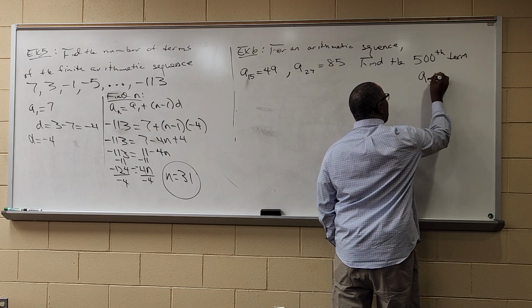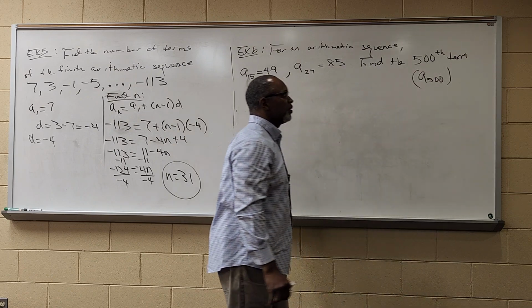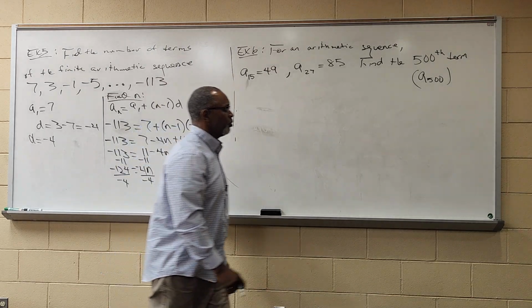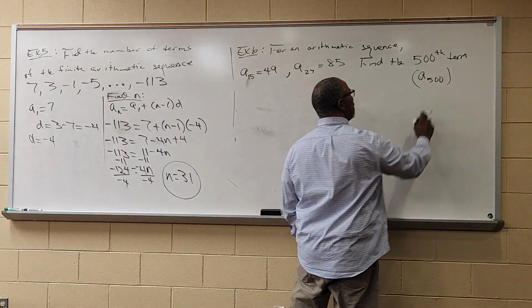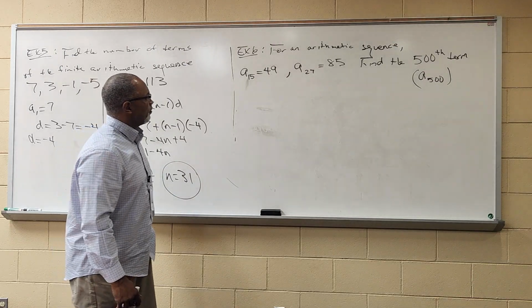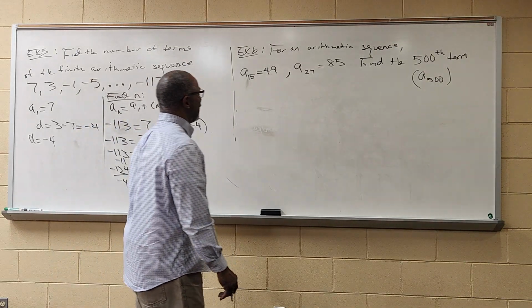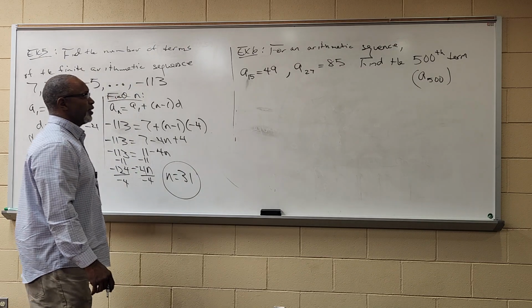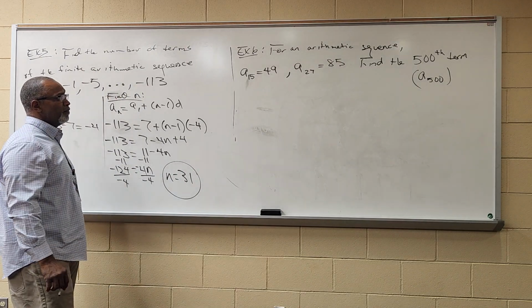The 500th term would be A500, right? Okay, A500. So the 15th term is 49. The 27th term is 85. Find the 500th term.